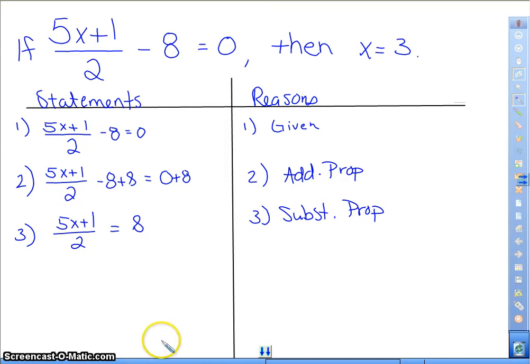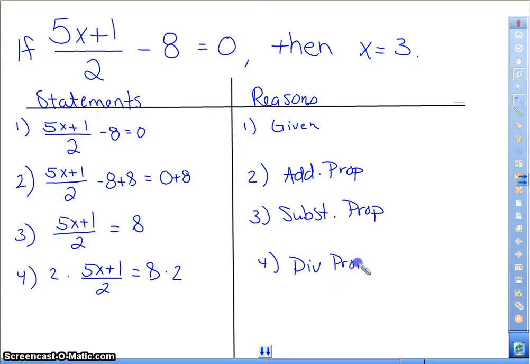My next step, I want to get rid of this 2 so I can work with my x. So I'm going to use the multiplication property of equality to get rid of my 2. And it's a property of equality because I'm doing the same thing to both sides. And what that does is it breaks it down to 5x plus 1 equals 16. And so once again, this is by the substitution property.